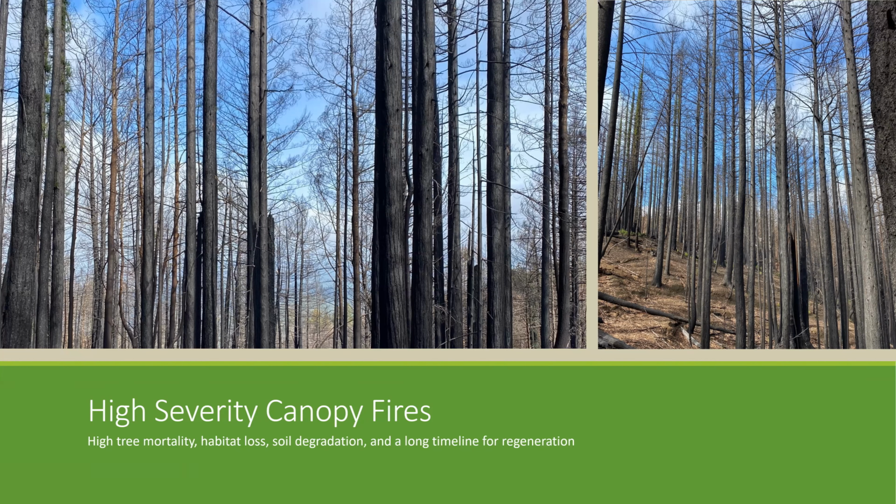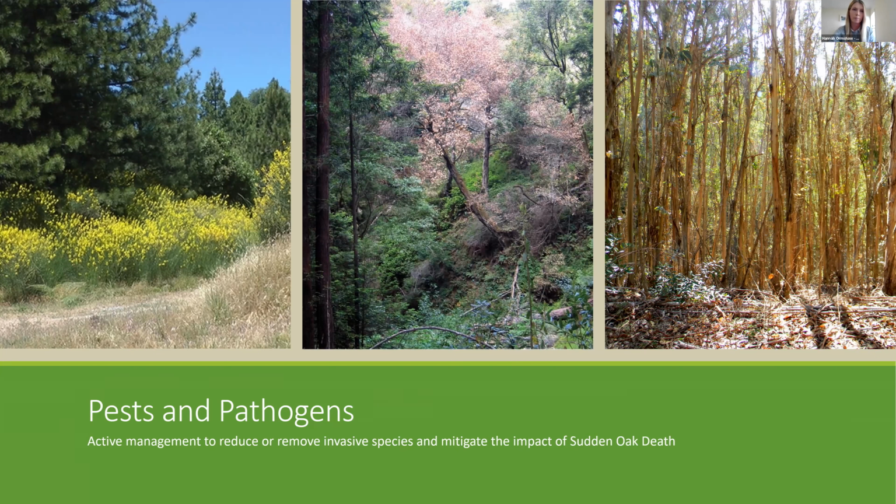Other benefits of this work are that we are actively addressing infestations of invasive species like broom, eucalyptus, and acacia. We're also working to reduce the effects of sudden oak death by removing these vector trees like California bay or tan oak, and also removing dead trees that have been affected or killed by sudden oak death as well. So this will hopefully help with limiting the ongoing spread of this pathogen throughout the park.